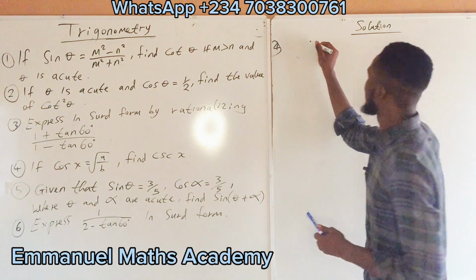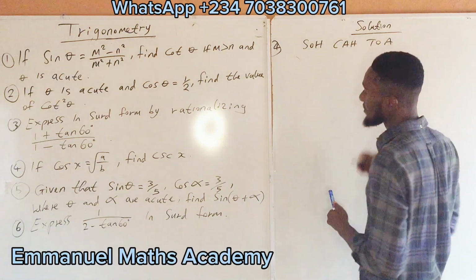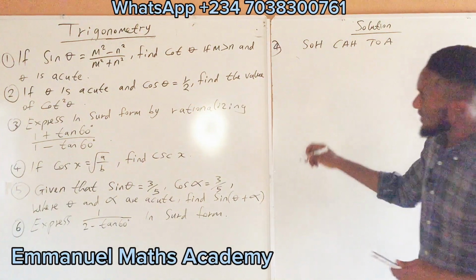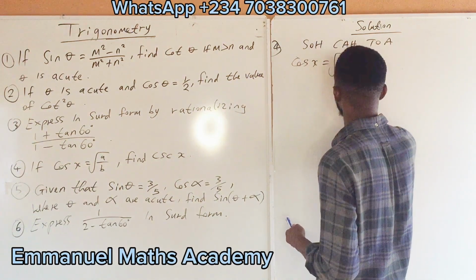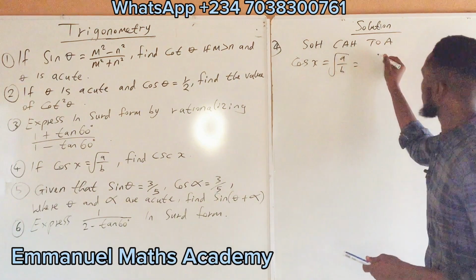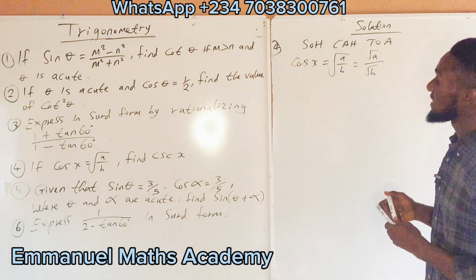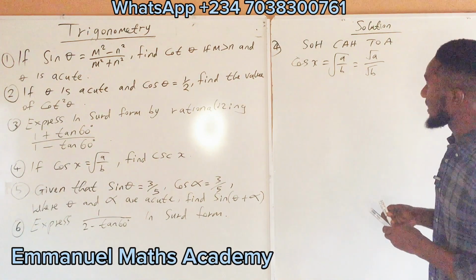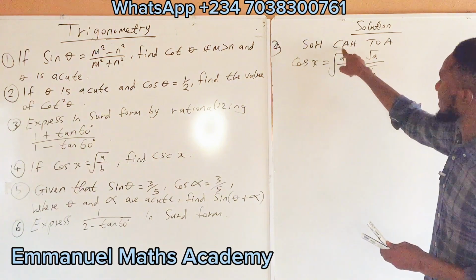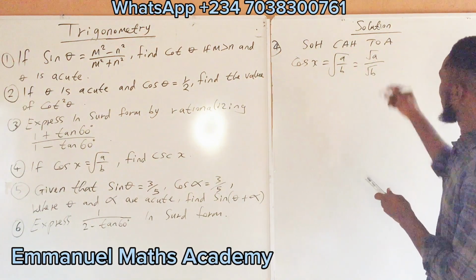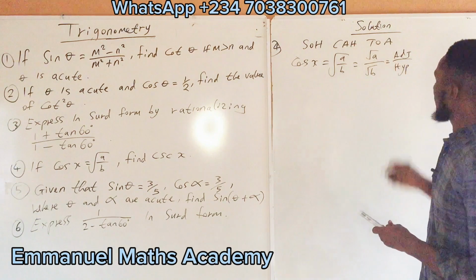So first of all, let's write down this acronym, SOHCAHTOA, because we'll be making use of this, right? Cos x is equal to root a over b, and this is equal to root a over root b. From your law of indices, this is equal to this, right? And from this acronym, we say that cos theta is equal to adjacent over hypotenuse. So this is equal to what? Adjacent over hypotenuse. Is that clear?